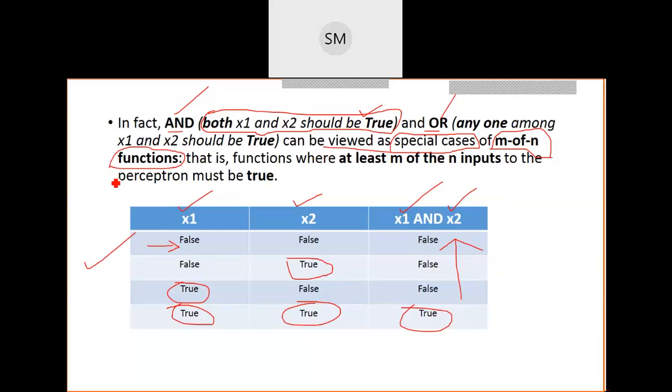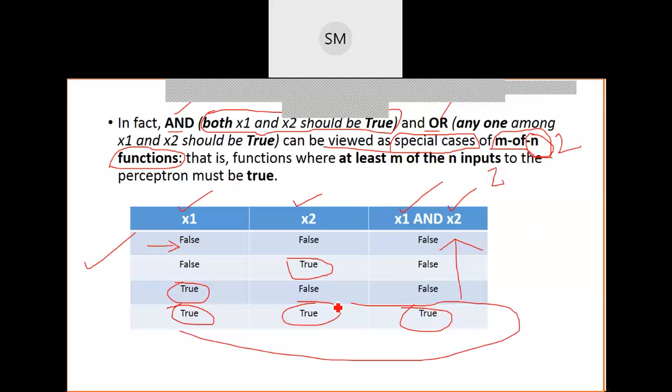Why is it so? It means that out of two inputs, you just imagine that this n is nothing but the number of inputs. Out of two inputs, how many inputs should be true to make the result true, or to make the output true? Okay, I hope you are understanding. If it is the case of AND, both the inputs should be true, correct? So out of two inputs, both inputs should be true. That is nothing but this part I am talking about.